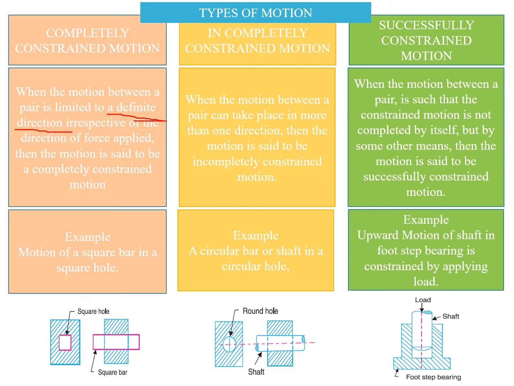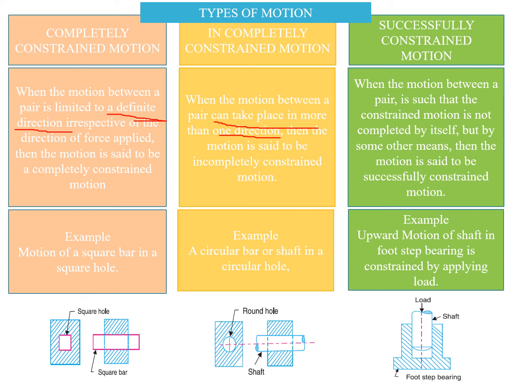Now the second case, when the motion takes place in more than one direction, then it is known as incompletely constrained motion. Here the example is a circular plate having a circular hole. In that a circular shaft is attached, so that now the shaft can slide, and at the same time it can turn. So the shaft now moves in two possible directions.